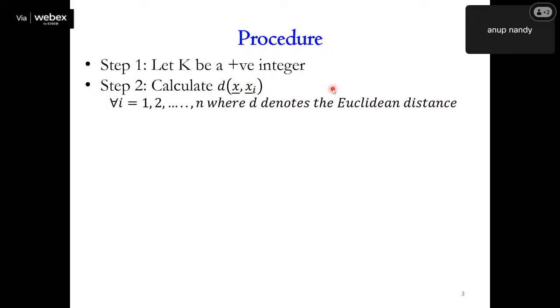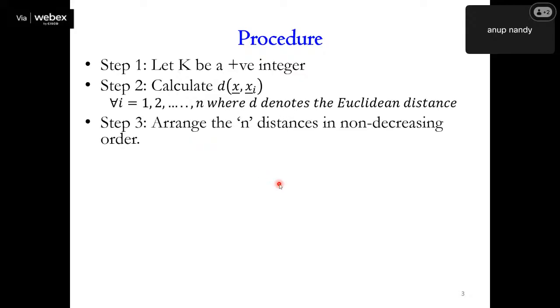If you have n observations, if n is equal to 100, then you need to calculate the distance from x to all 100 data points. So in total you can calculate 100 distances, for all i equal to 1 to n, where d denotes the Euclidean distance. You are going to calculate only this Euclidean distance. You are not going to use any non-Euclidean distance to do this job. So this is step number 2.